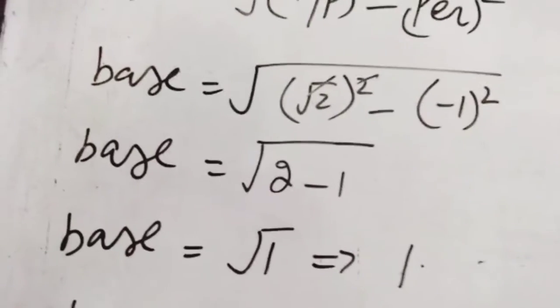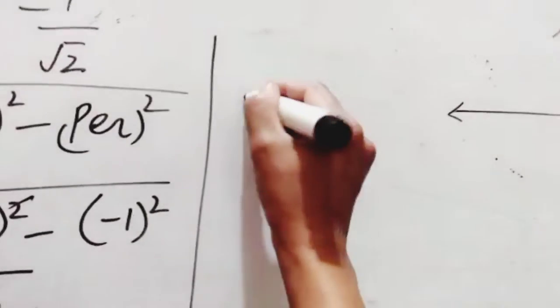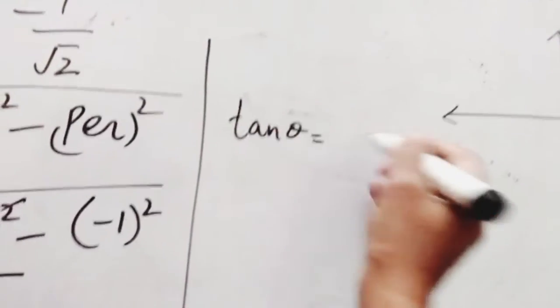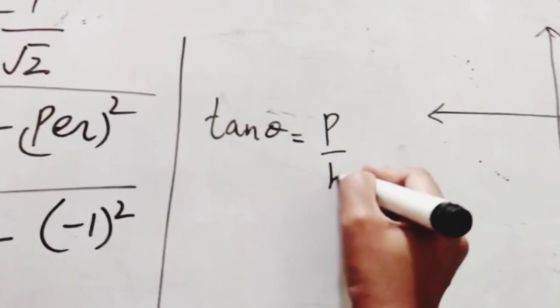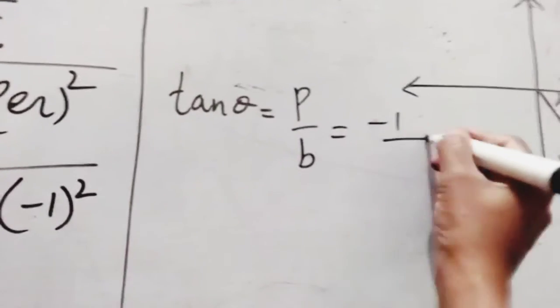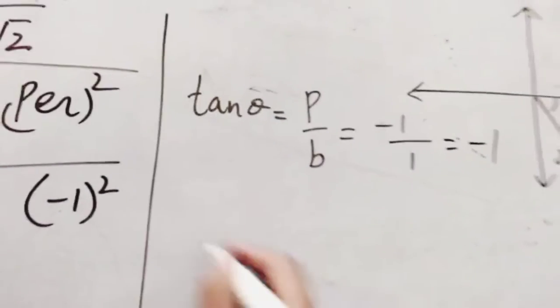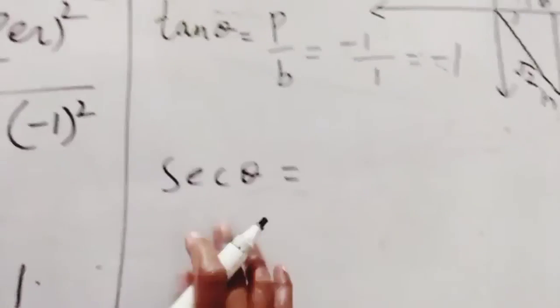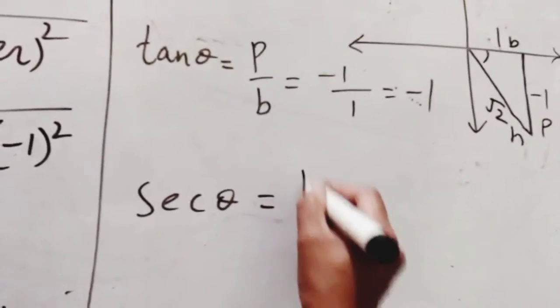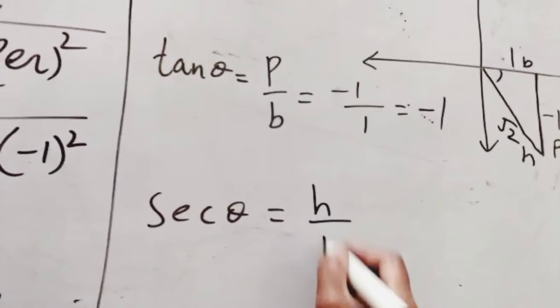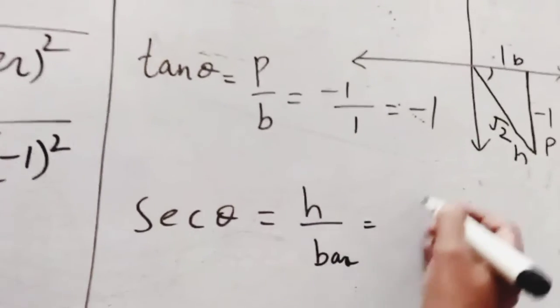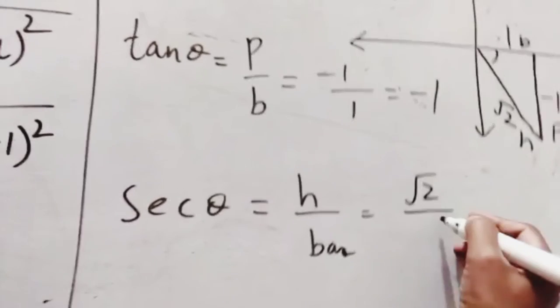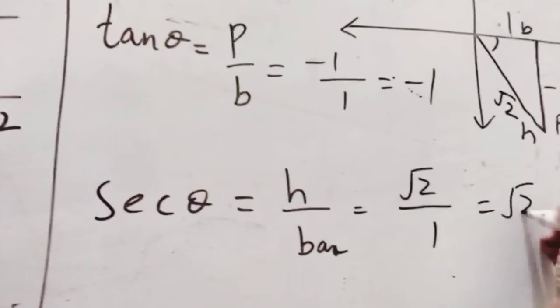And now we can write all the required trigonometric ratios like this. Tangent theta, the formula we know, is perpendicular over base. Perpendicular is minus 1 and base is 1, so it is minus 1. Next is secant theta. Secant is the reciprocal of cos theta, which is base over hypotenuse, so we write hypotenuse over base. Hypotenuse is under root 2 and base is 1, so it is under root 2.